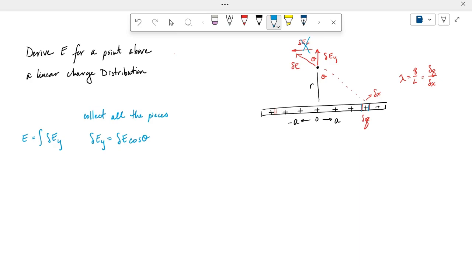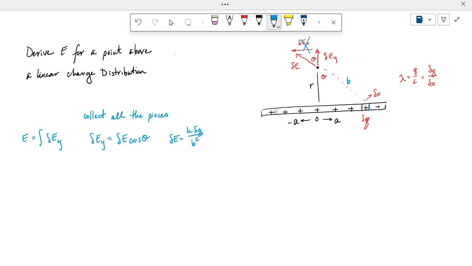We also have dE is equal to k dq over, in this case, let's call this b, length b squared. And that's from Coulomb's law, which says the electric field at some distance away is kq over r squared. Well, r in this case is our b value, and since it's just a piece of the field, it's just a piece of the charge.